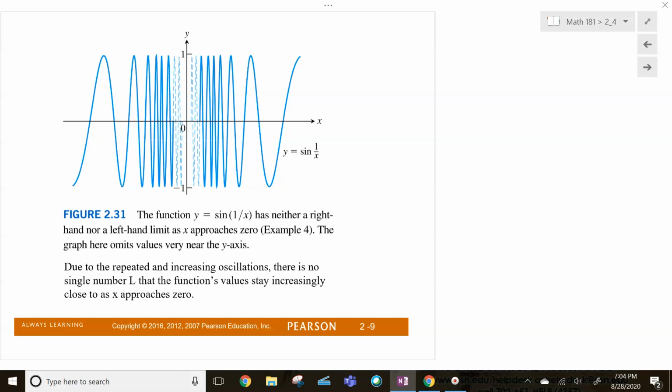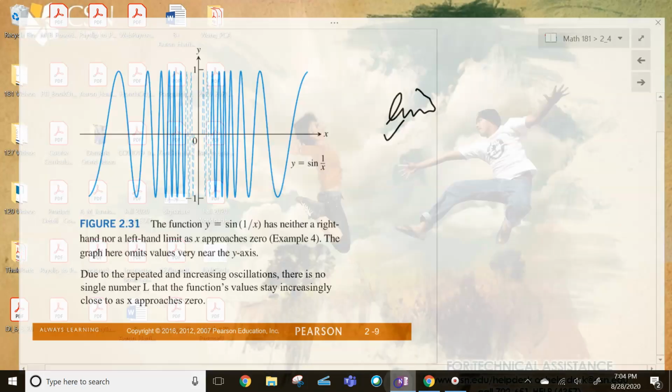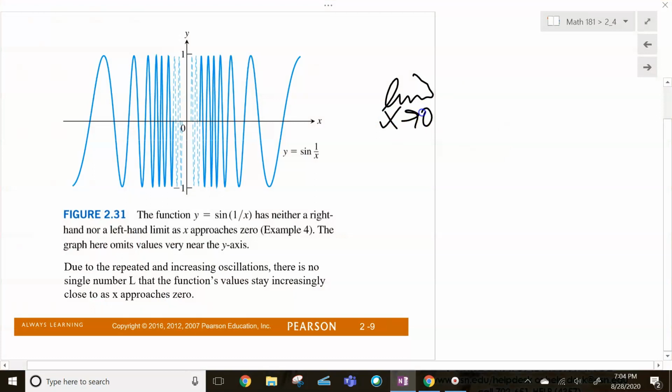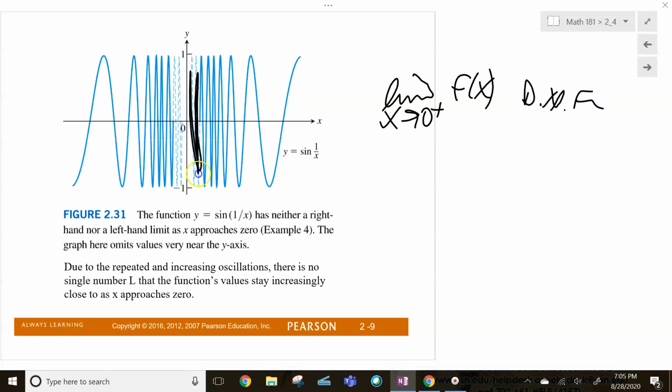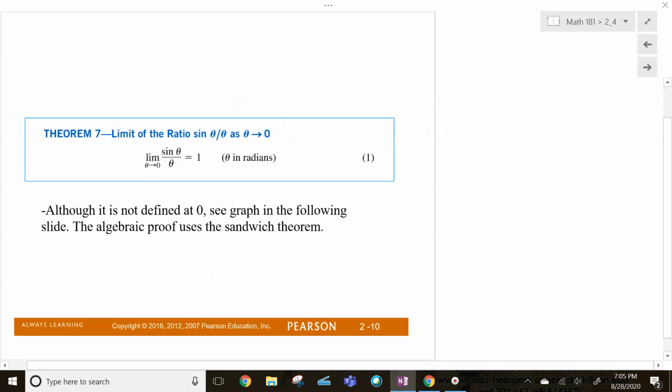So no one-sided limits here. As x approaches 0 from the right, the limit of this function does not exist. As I get closer, it just keeps bouncing up and down. It doesn't ever get arbitrarily close.